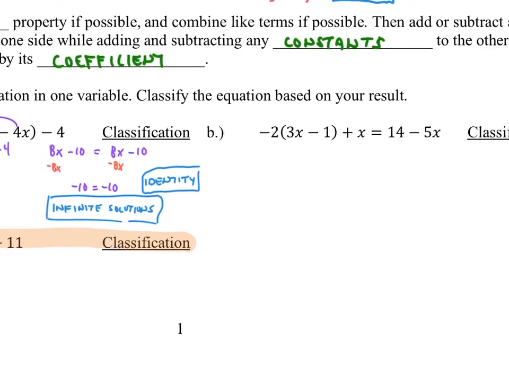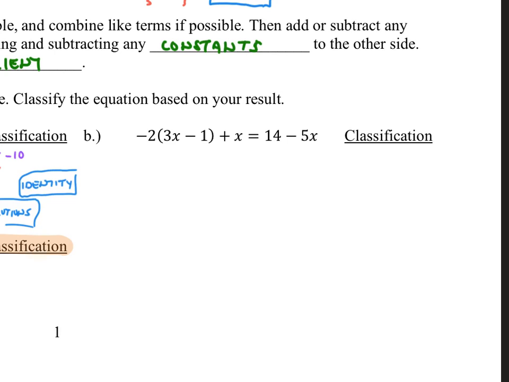B, there is no C, just FYI, if you hadn't noticed. Distribute, always want to simplify. So that gives me -6x plus 2 plus x equals 14 minus 5x. Have some like terms here on the left. So -6 plus 1 is -5x. 14 minus 5x. Again, should kind of notice something here.